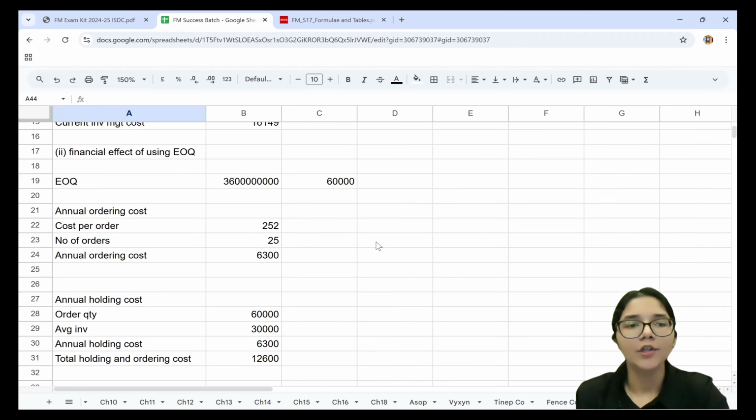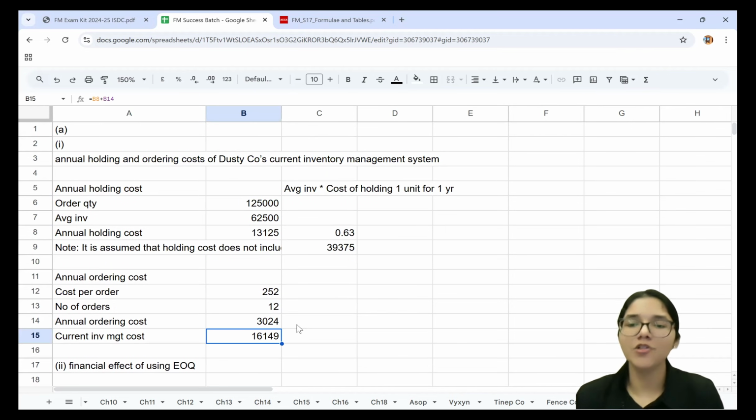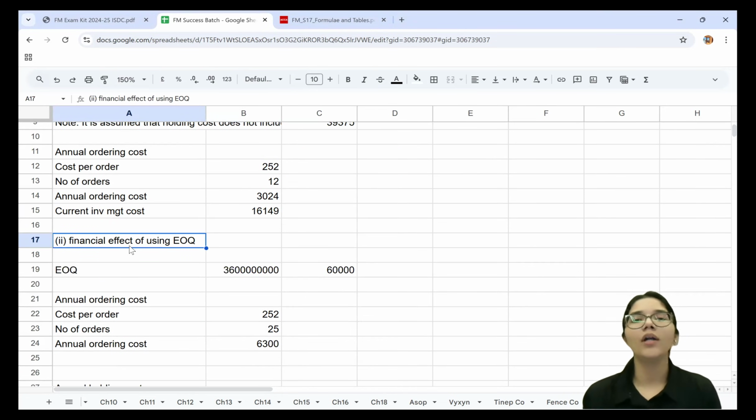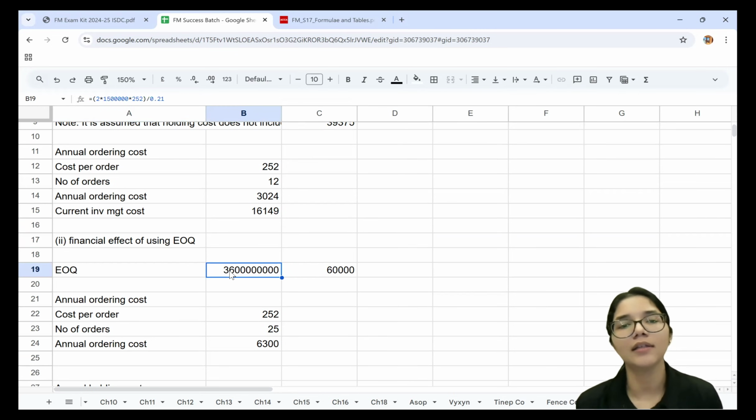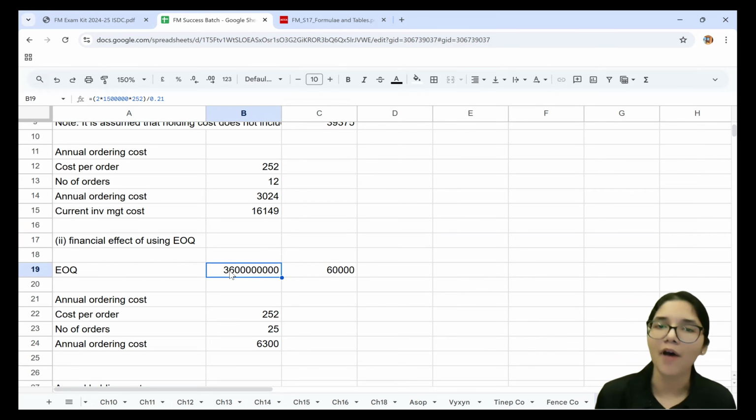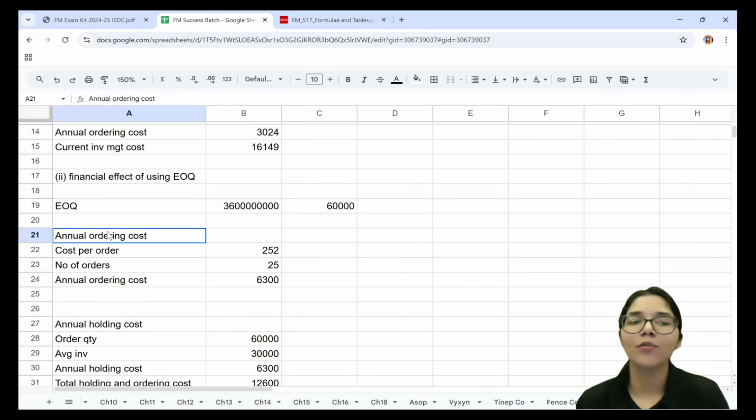Have a look here. You were all with me till the current inventory management cost. First part was clear to everyone? Okay. Then what we did is we had to find out what impact it will have when we are using the EOQ model. So my first step was I found out how much the EOQ is. Using the EOQ formula, I found out that the EOQ will be 60,000 units. What does that mean? In every order that I place, I will be placing an order for 60,000 units in one go. Then I found out my annual ordering cost.